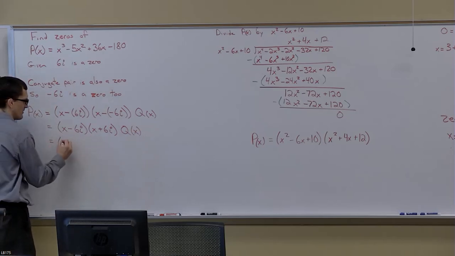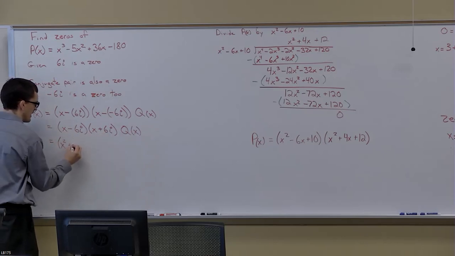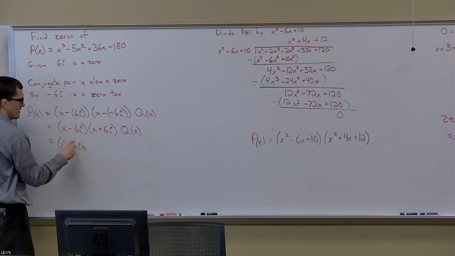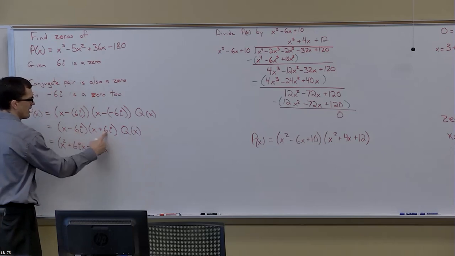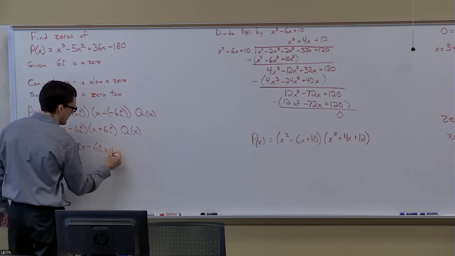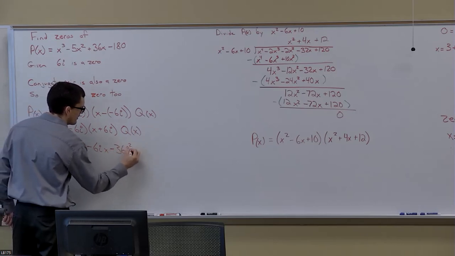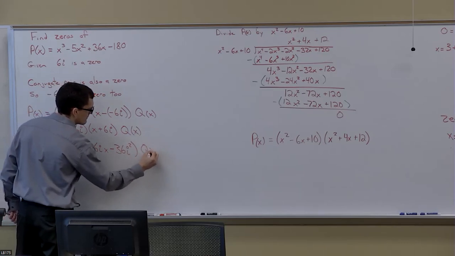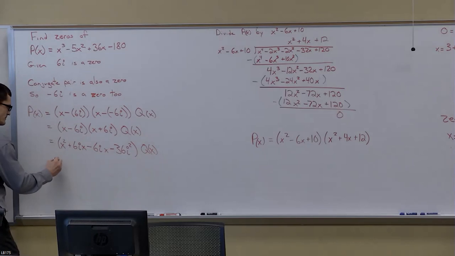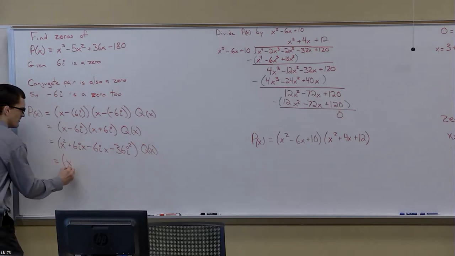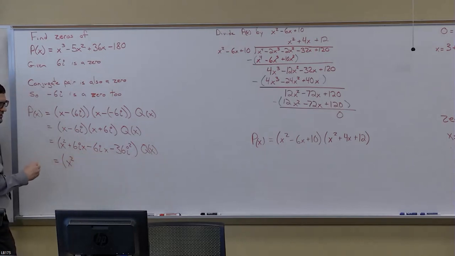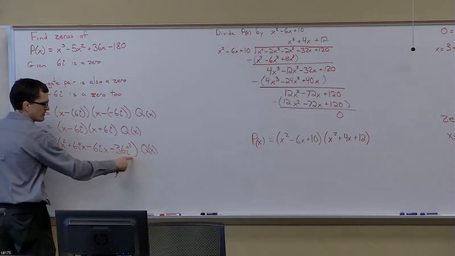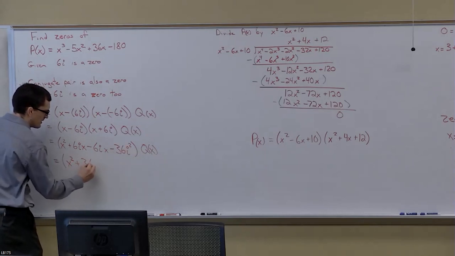All right, x times x is x squared. x times 6i is 6i times x. Minus 6i times x is minus 6i times x. Minus 6i times 6i gives me minus 36i squared. Notice that the plus 6i times x and the minus 6i times x both cancel out. i squared is negative 1, so that's going to be a plus 36.